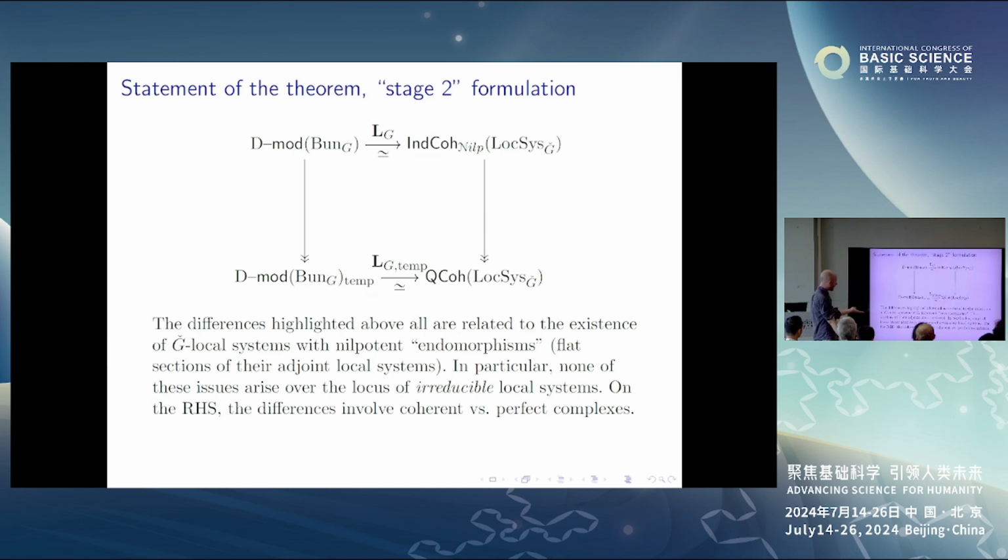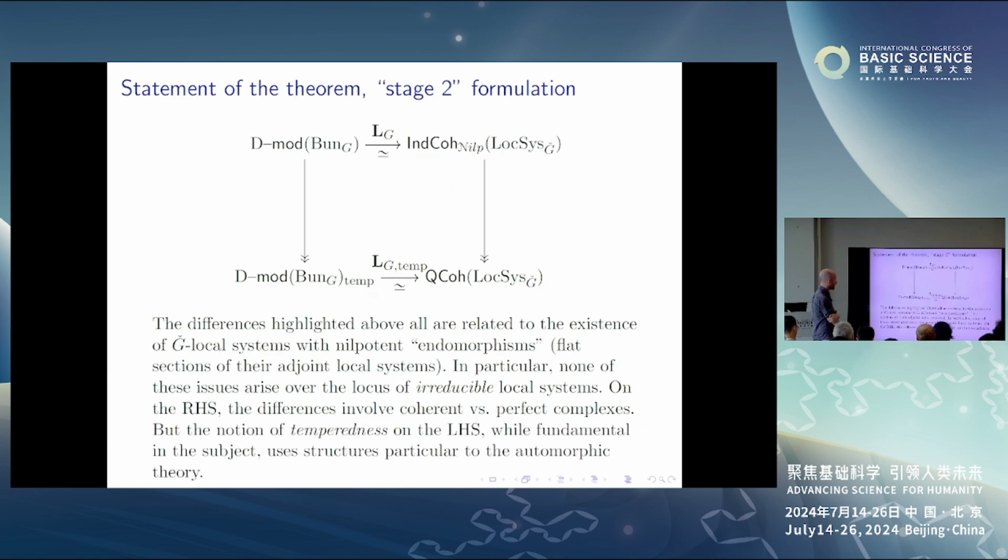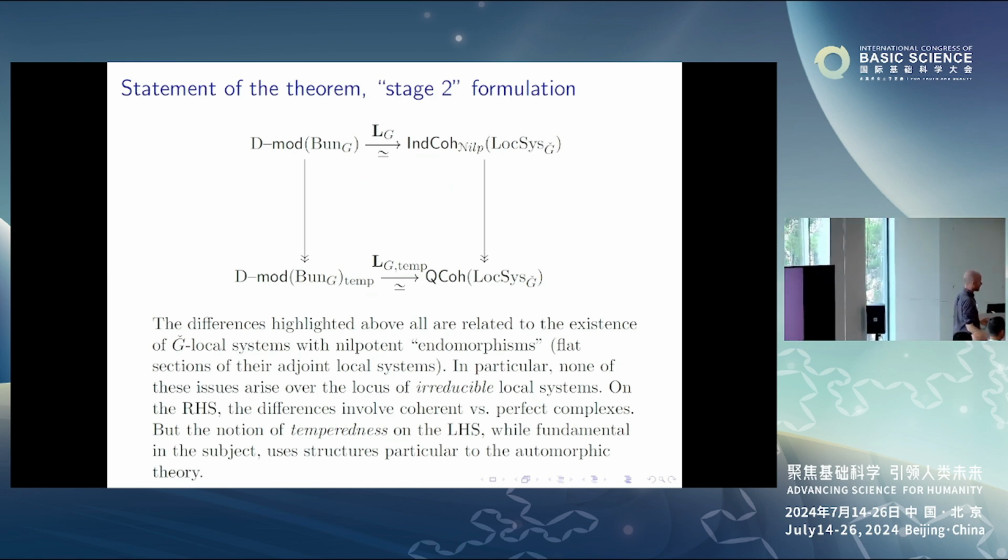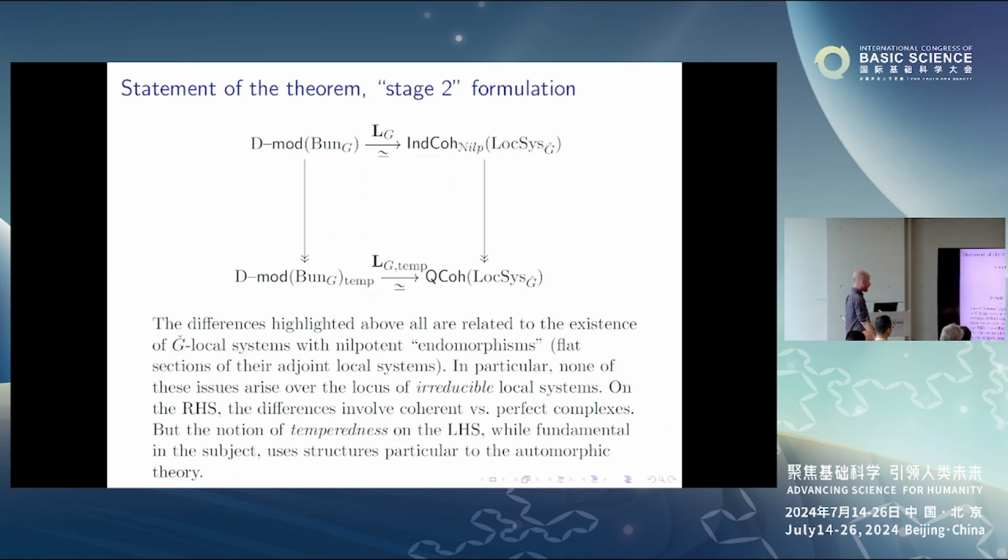So on the right-hand side, like I was saying, the differences that occur involve coherent versus perfect complexes. This notion of temperedness on the left-hand side is really something fundamental in the subject, but it uses structures that are very particular to this automorphic theory. We call automorphic dealing with D-modules on Bun G, well, that's what it means in the geometric setting. So it's something very idiosyncratic and not easy to explain in a non-technical talk.